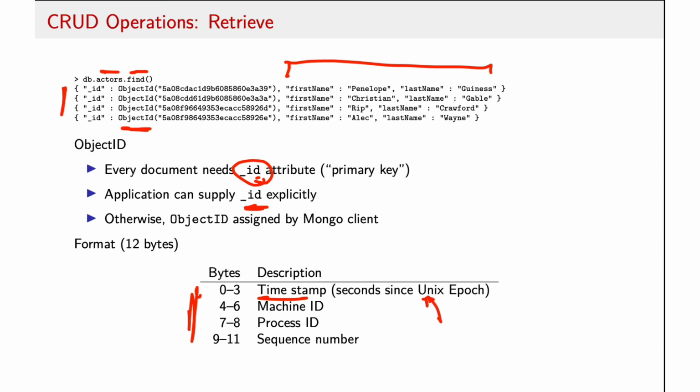The next bytes, 4 through 6, are based on the machine ID. So this would be something derived from the host name or from the IP address, maybe a MAC address of a network interface. Then the next 2 bytes are based on the process ID of the client that's taking requests from the user to insert things into the database. And then the last few bytes are a sequence number that starts at, I don't know if it starts at 0 or 1, but it just increments each time you add something new.